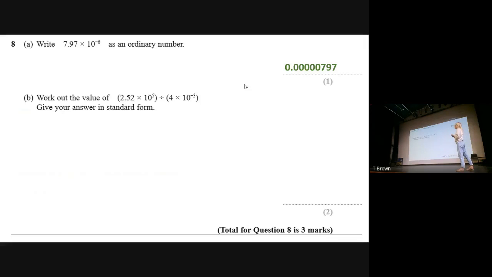Now, if you divided that by 10, you'd get 0.797. You divided it again, you'd get 0.0797. So just take it slowly and make sure you get the right number of zeros. Okay, question B, work out the value of 2.52 times 10 to the power of 5, well that's 252,000, divided by 4 times 10 to the power of minus 3, which we know would have 3 zeros, so 0.004.